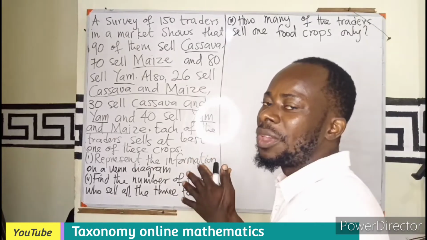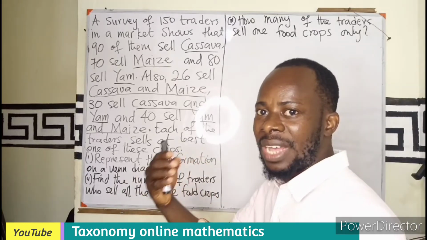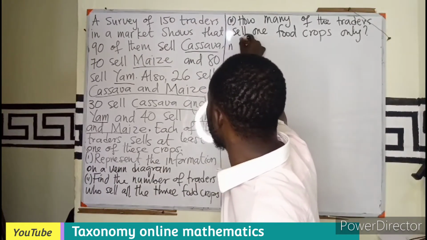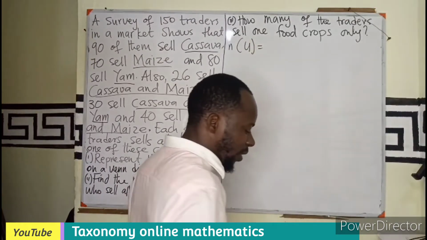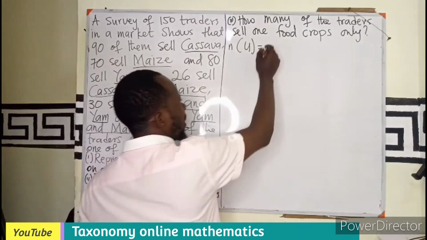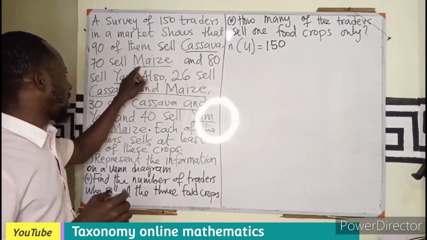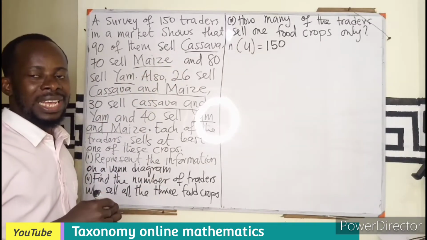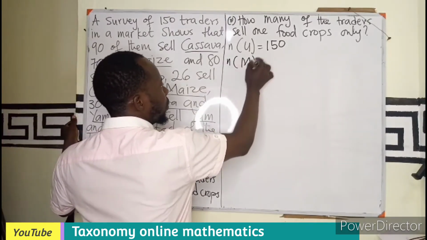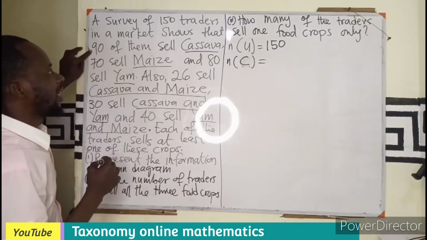So before we start solving, we need to bring out the preamble, that is representing the set. We know we represent a set with some capital letters. So in this case, I will be representing U by the total number of traders in the market that day, which has been given as 150. Then I'll be using C, the first letters of the food crops, to represent the three different subsets. Let me start with cassava. So number of cassava has been given to us as 90.